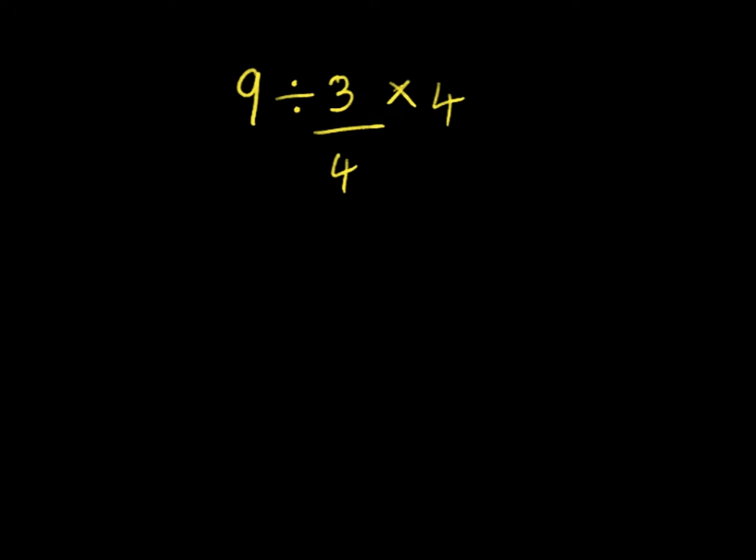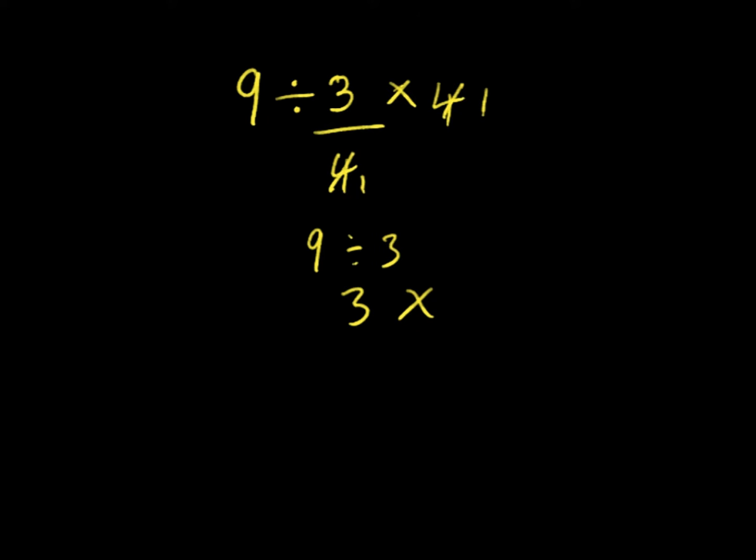9 divided by 3 over 4 times 4. 4 into here 1, 4 into here 1. We are left with 9 divided by 3. 9 divided by 3 is 3. 3 is the wrong answer to this expression because we are supposed to solve our division first before multiplication because they have equal priorities. So we work from our left to our right.